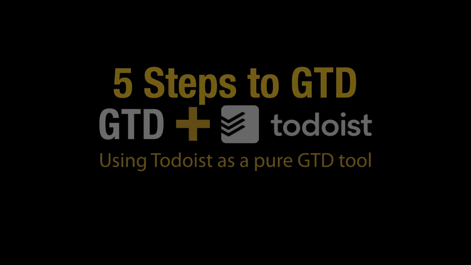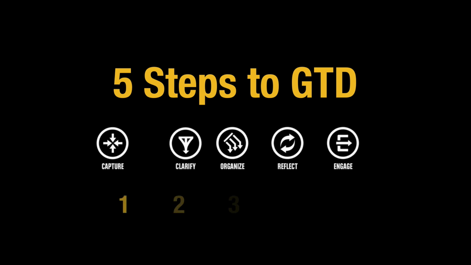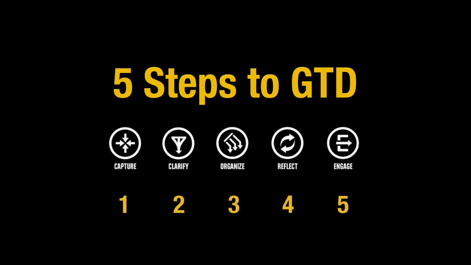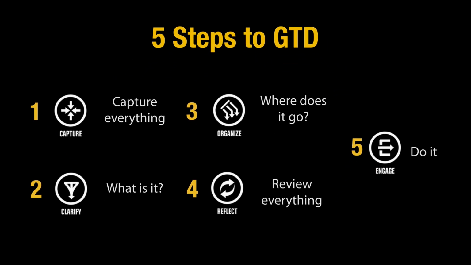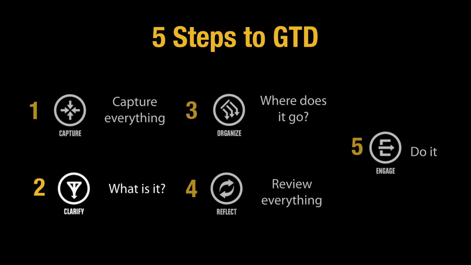So let's get started. If you remember from the last episode, I pointed out there are 5 steps to GTD: capture, clarify, organize, reflect, and engage. With these, we've got capture, which is capture everything, which I did in episode 44. Today, we're going to be focusing on clarify. What is it? Number 3 is where does it go? Number 4, review everything. And number 5, do it, which I will cover in future episodes.